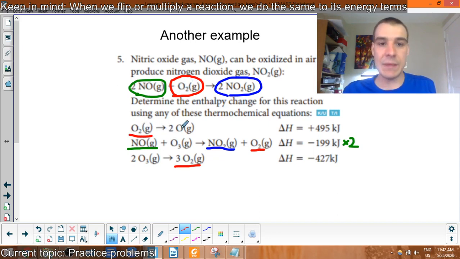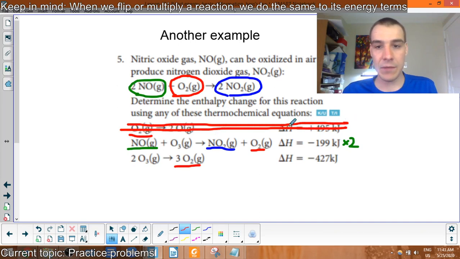We're making elemental oxygen, and here's the delta H. But that elemental oxygen, just O, doesn't show up anywhere else. There's no way we could possibly cancel it with anything, and it's not in our target equation. So this reaction is actually completely useless. It's a red herring. We didn't need that at all. We just need to play with these 2 reactions.